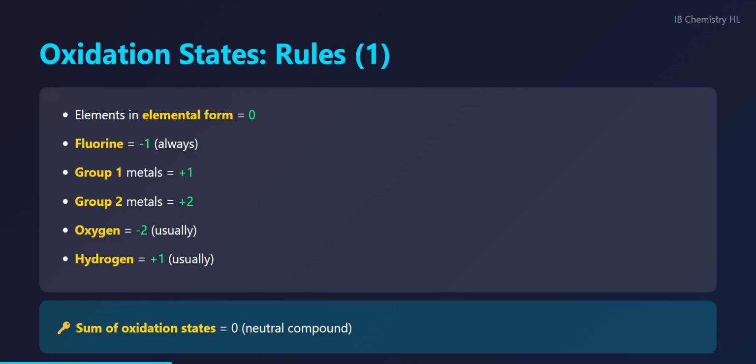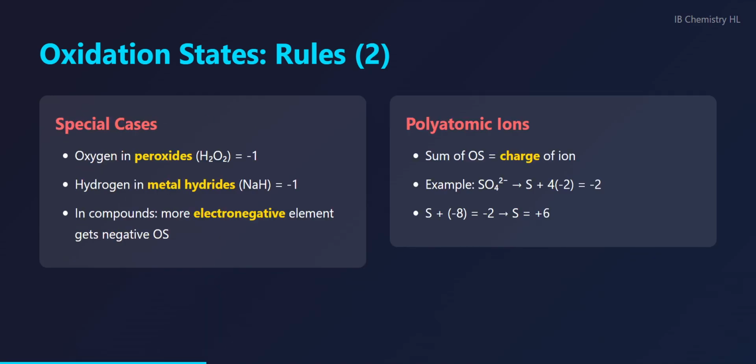Fifth, oxygen is usually -2, except in peroxides where it is -1. Sixth, hydrogen is usually +1, except in metal hydrides where it is -1. Seventh, in binary compounds, the more electronegative element gets the negative oxidation state. Eighth, the sum of oxidation states equals 0 for neutral compounds.